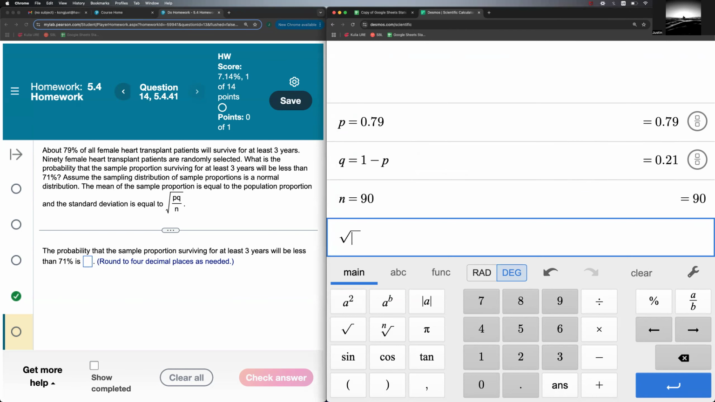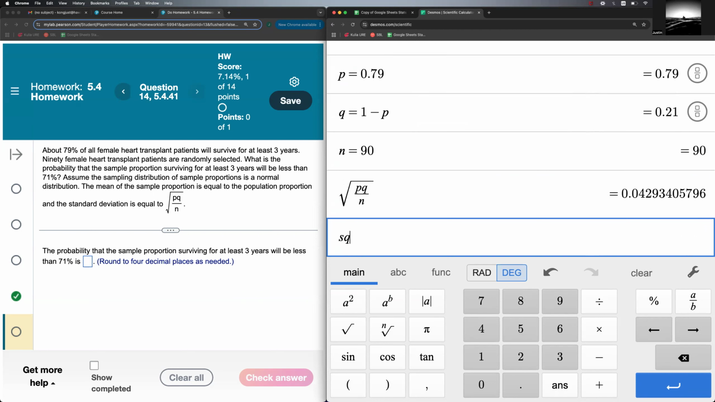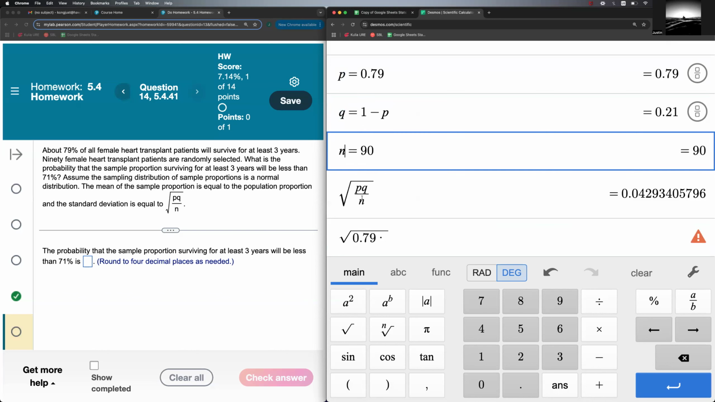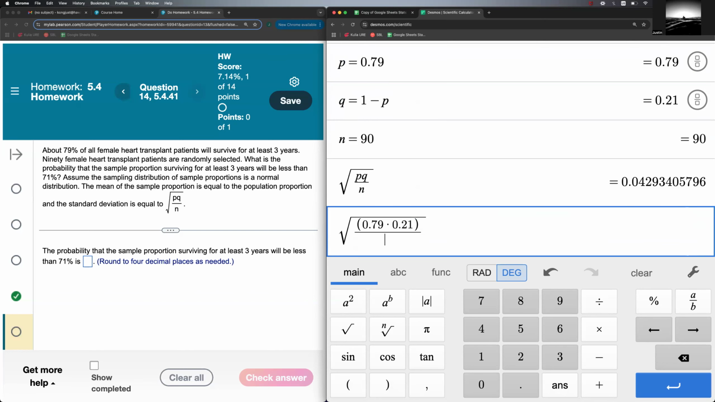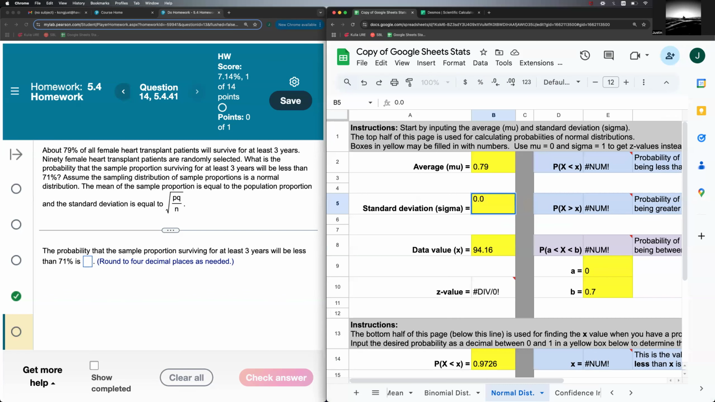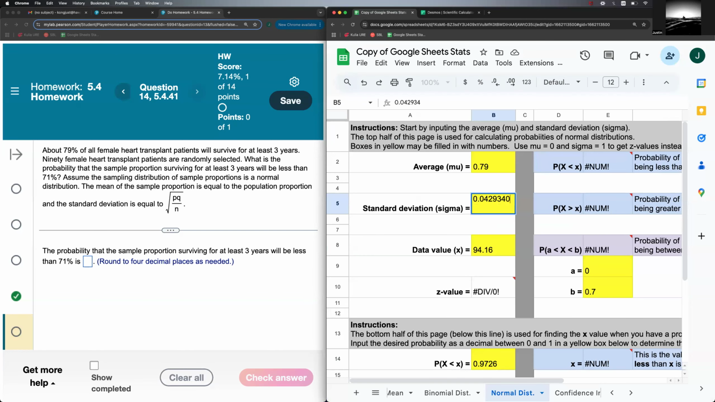So now what I want is the square root of PQ divided by N. Or if you prefer, you can write it as the actual values. If you define your variables once, then you can just type them in like this, as long as you don't repeat the same letters somewhere else. But you can also just do it like this if you want to. Just type it in. You get the same thing either way. Okay, so 0.0429340. That should be enough digits. Okay. So that's the standard deviation here.